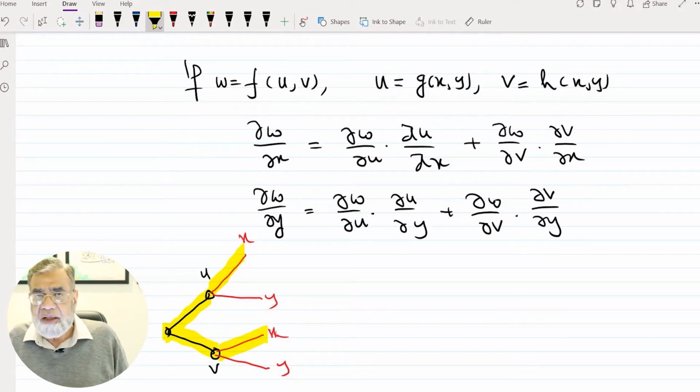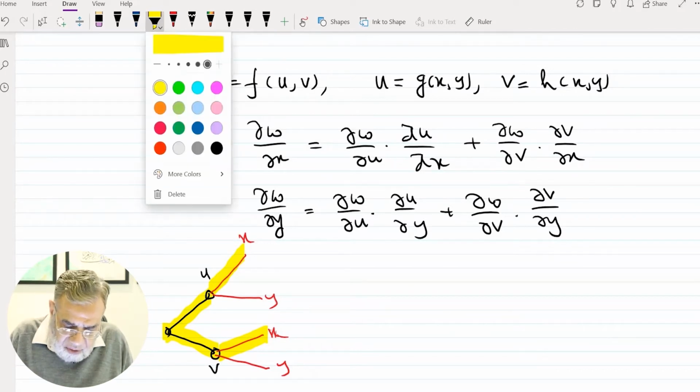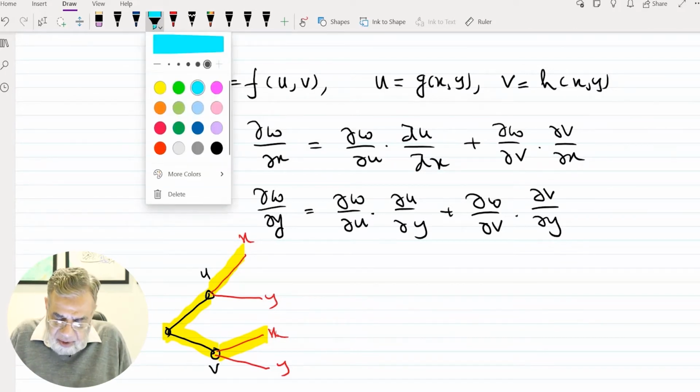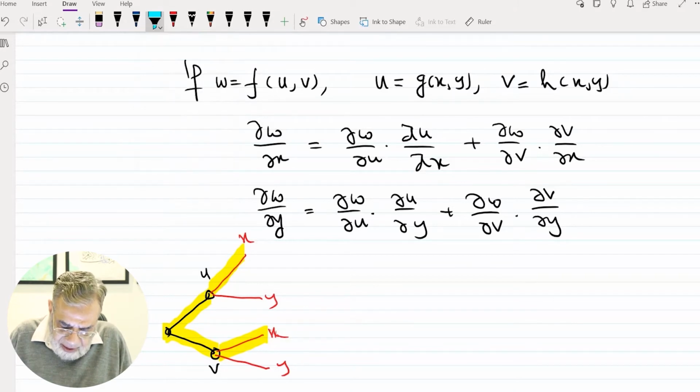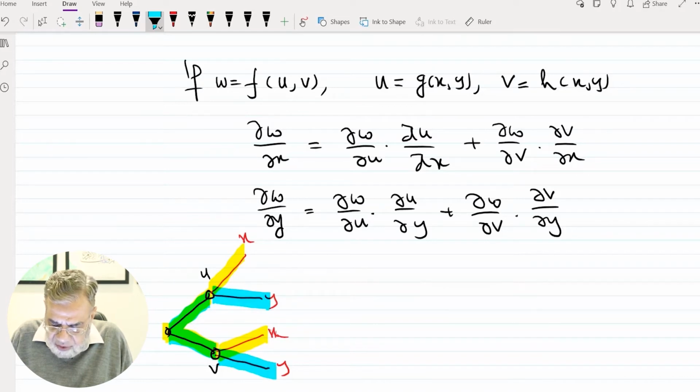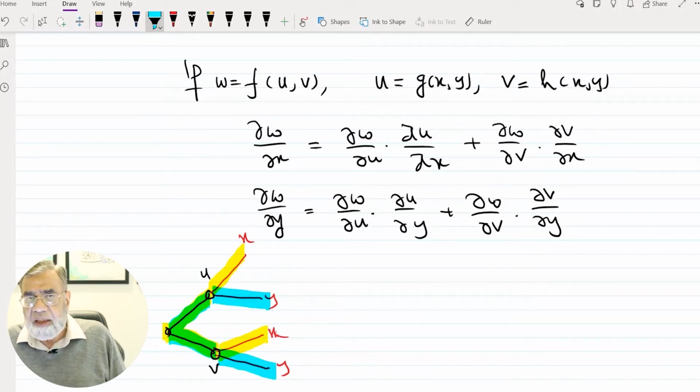So this is how I can define partial w by partial x. First from the path of u and path of v. If I'm going to find partial w by partial y, then I'll get here one path, that is from w to u and w to v, then from u to y and from v to y. That's how we can describe the chain rule in case of function of 2 variables.